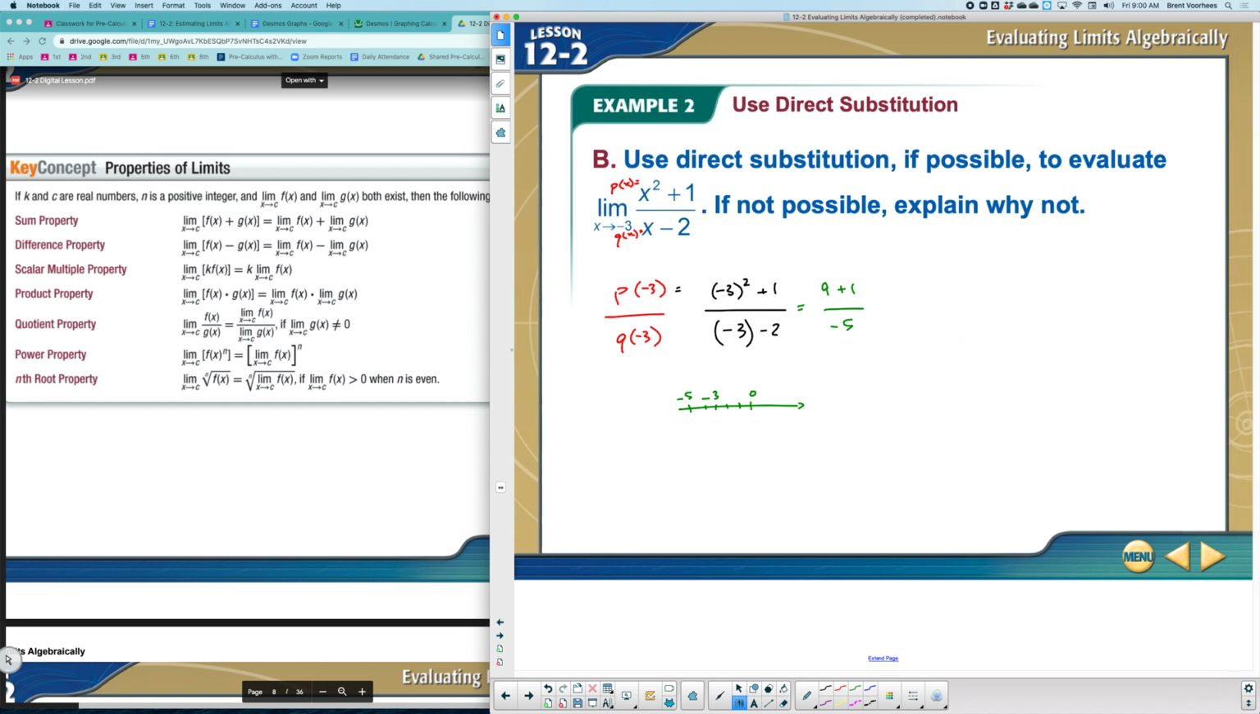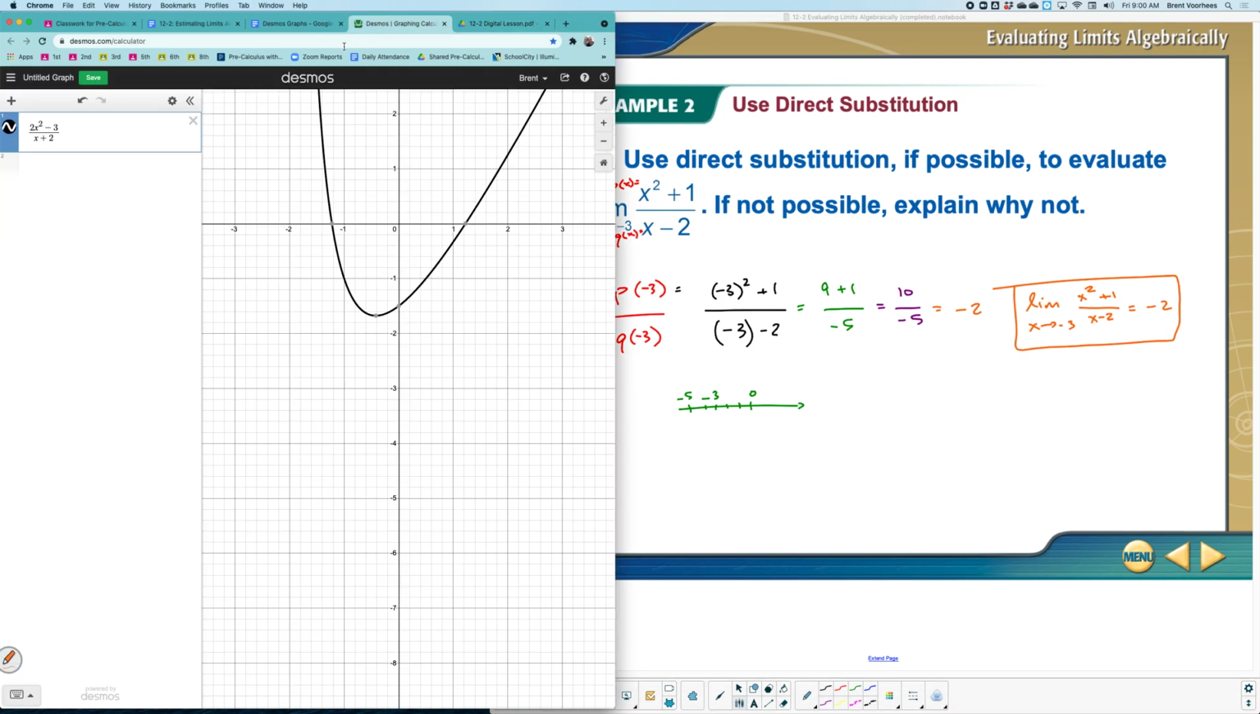Let's simplify this. 9 plus 1 is 10, divided by -5. I'm getting -2. That means the limit as x approaches -3, I'll just write out the actual equation here, of x squared plus 1 over x minus 2 will equal -2. Again, we could check this in the calculator. Shouldn't take us too long.